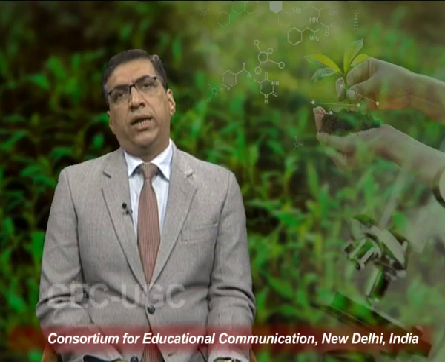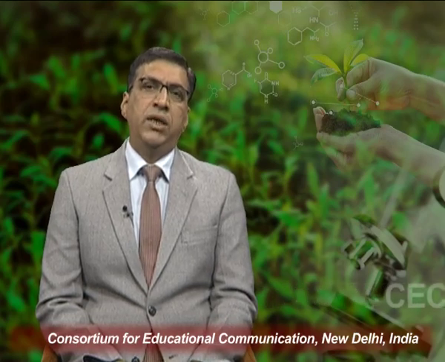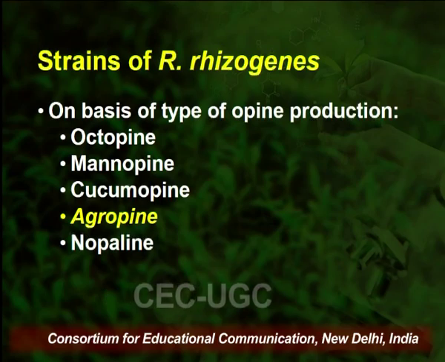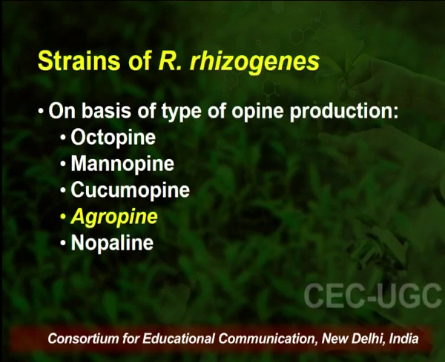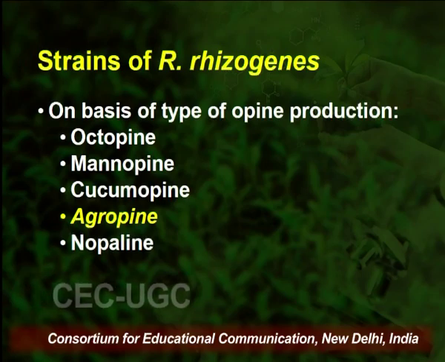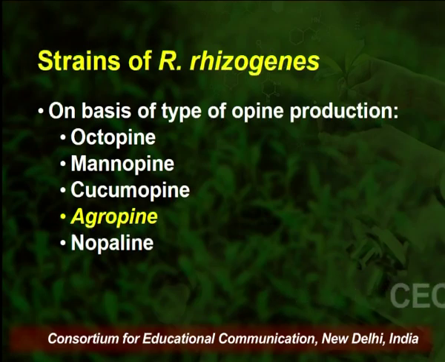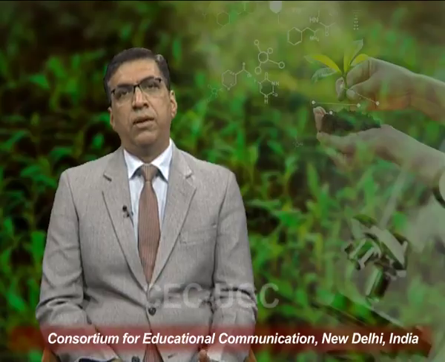Now, it has been found that there are different strains of Rhizobium rhizogenes, and these strains have been categorized on the basis of the opine production. Opines are low molecular weight compounds that are produced by these bacteria, and these opine compounds are responsible for providing energy. They act as carbon or nitrogen source for the bacteria. So, depending upon the type of the opine production, there are different strains of Rhizobium rhizogenes, and these are octopine, menopine, cucumopine, agropine and nopaline.